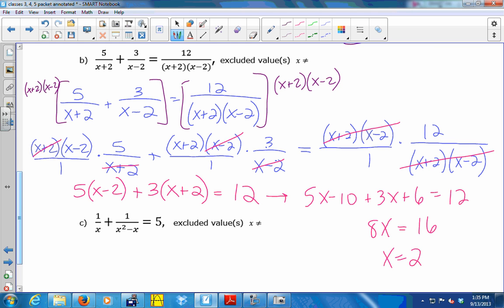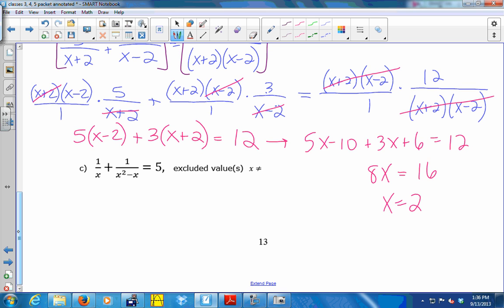But if I go back to try to check my answer and I plug a 2 in, what happens? Yeah, the world explodes, right? I put a 2 in, and I end up with a 0 in this denominator and a 0 in this denominator. So x equals 2 cannot be a solution, right? So we say, nope, never mind.